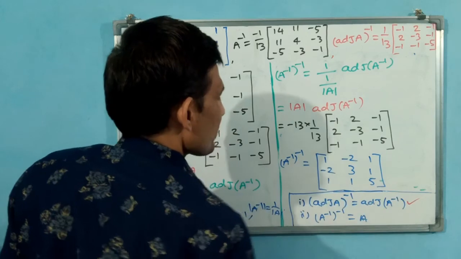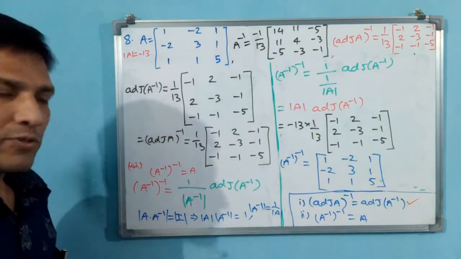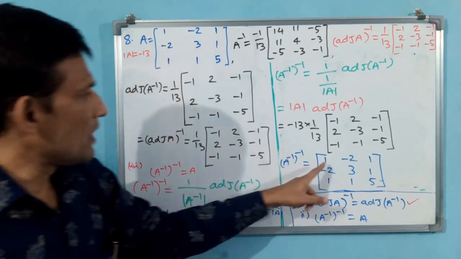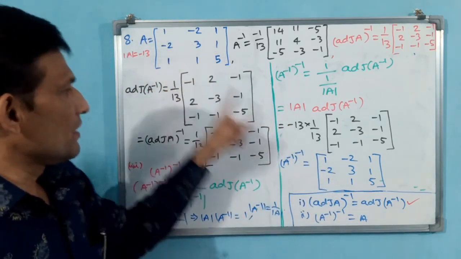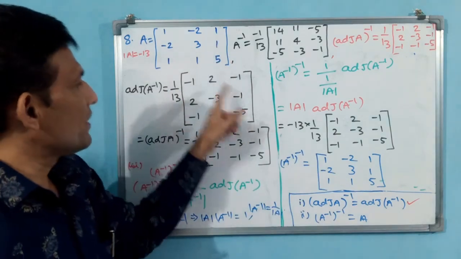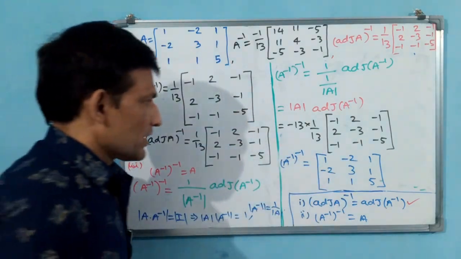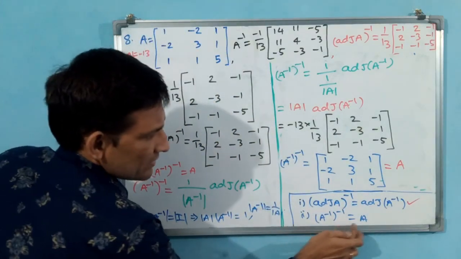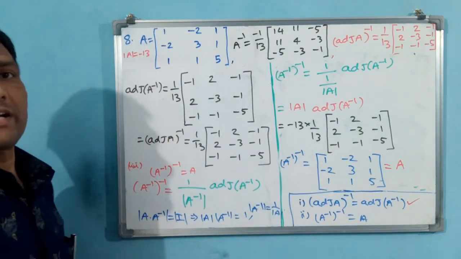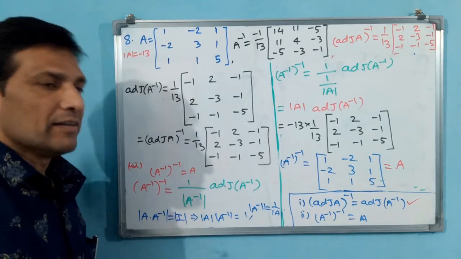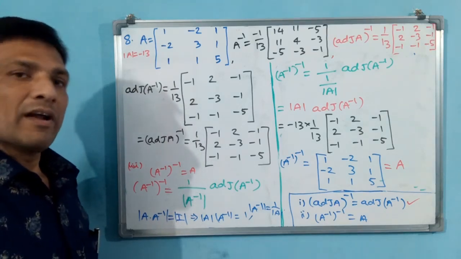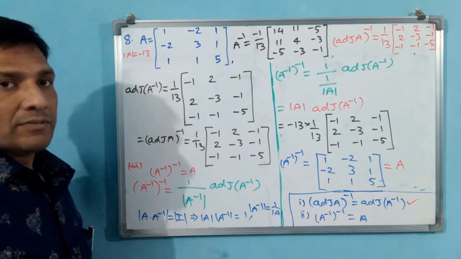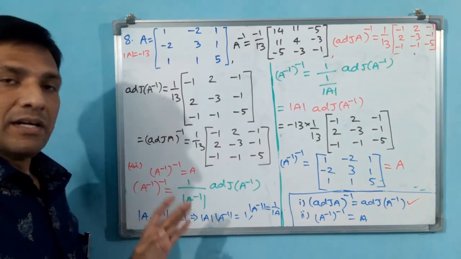Is it okay? Definitely okay. Then again you compare this: 1, minus 2, 1; minus 2, 3, 1; 1, 1, 5, the same as the matrix A. Then you can write this is equal to A. That's what was asked to prove. You understand now? Like this you have to keep in your mind. Now we have finished this 8th question.